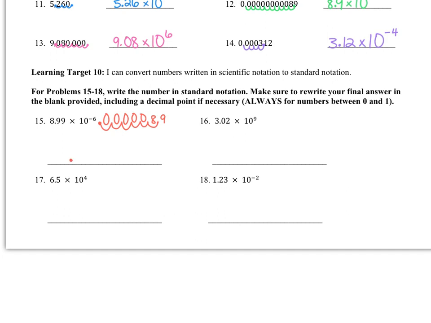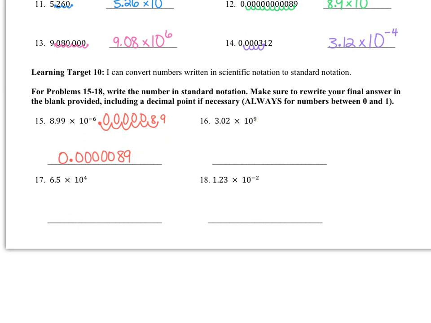So my decimal point, and now you can count zeros: 1, 2, 3, 4, 5. So I've got to put 5 zeros to the right of the decimal. Then 8, 9, and then you can add that 0 to the left of the decimal, but it does not count for one of these zeros. So that's your answer in standard notation for number 15. Negative exponent, small number.